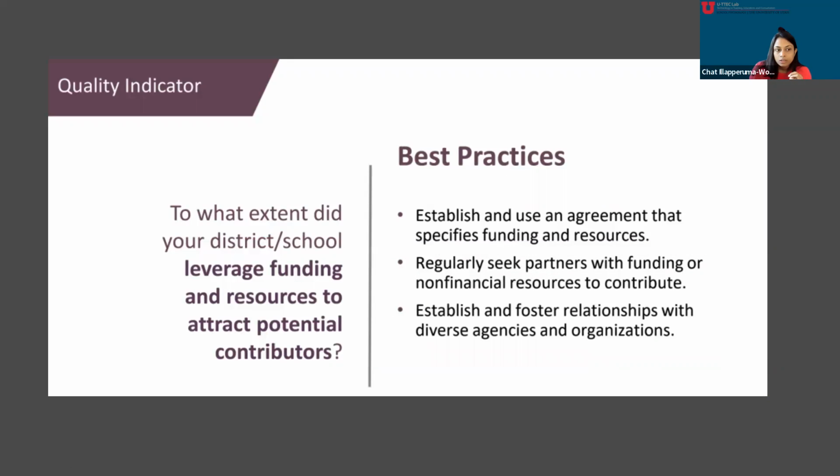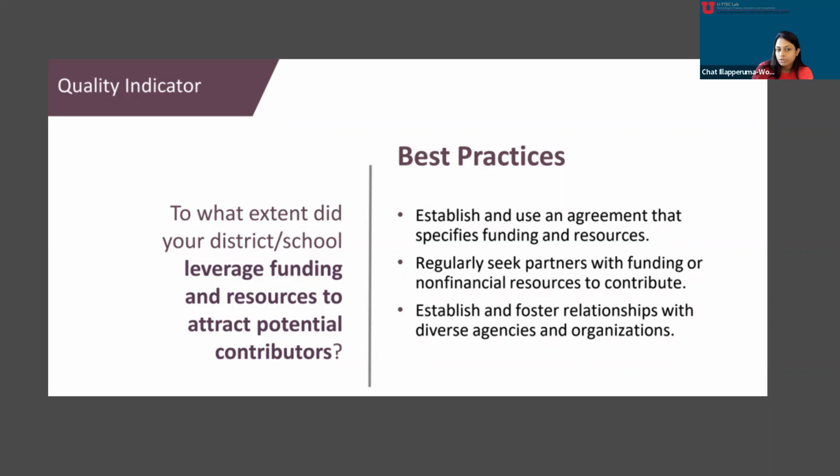Okay. So moving on to the next best practice: to what extent did your school or your district leverage funding and resources to attract potential contributors? So how do you maximize your funding and resources? To adequately support school mental health systems, it's beneficial to try and maximize all of the resources to attract all the potential contributors. And some of the best practices include establishing and using a formal agreement that specifies contingent funding and non-financial resources.